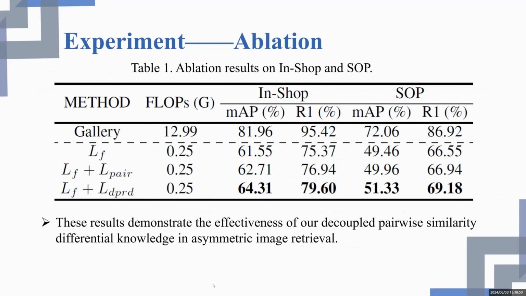From Table 1, it is evident that the asymmetric image retrieval method significantly decreases the computational burden of the query network compared to symmetric image retrieval. Specifically, the asymmetric image retrieval method reduces the inference consumption of the query network from 12.99 GFLOPs to 0.25 GFLOPs, making it feasible to deploy the query network on edge devices. Moreover, we observe that pairwise similarity knowledge slightly improves the query network's retrieval performance because pairwise similarity knowledge partially maintains retrieval ranking consistency between the query and gallery networks. Finally, the retrieval performance of the query network has been significantly improved when decoupled pairwise similarity differential knowledge is transferred from the gallery network to the query network.